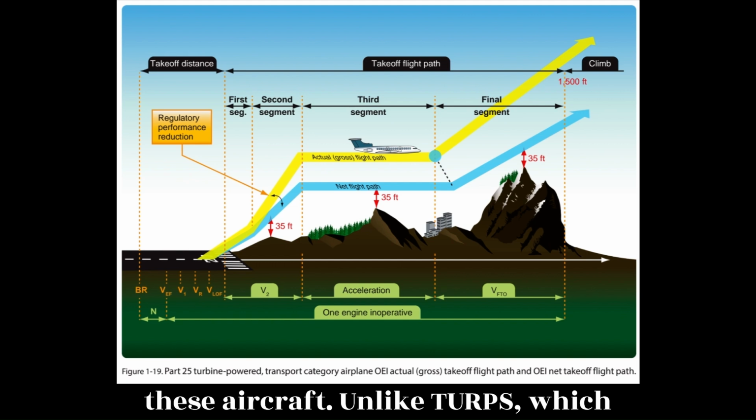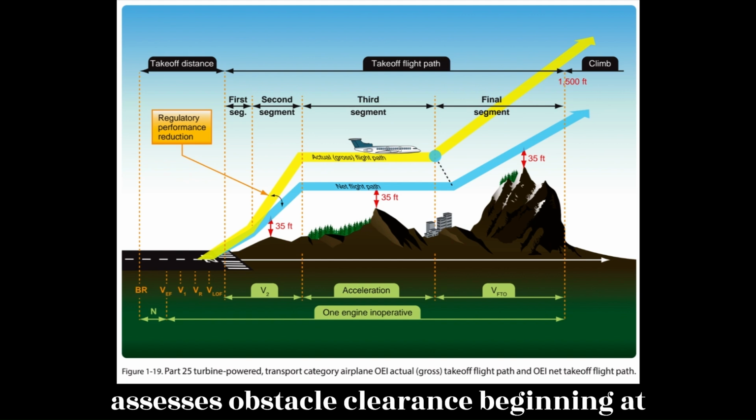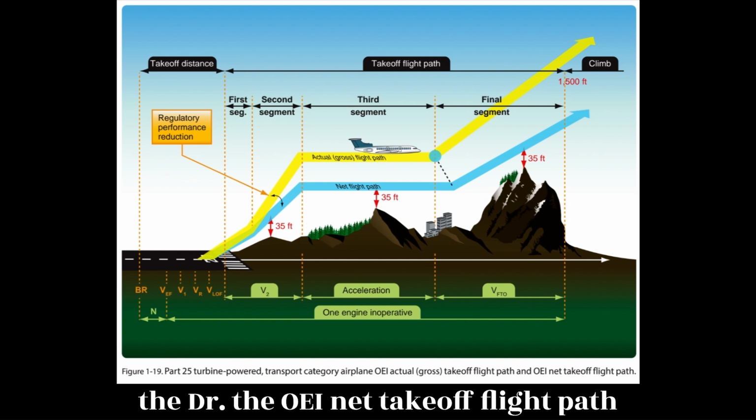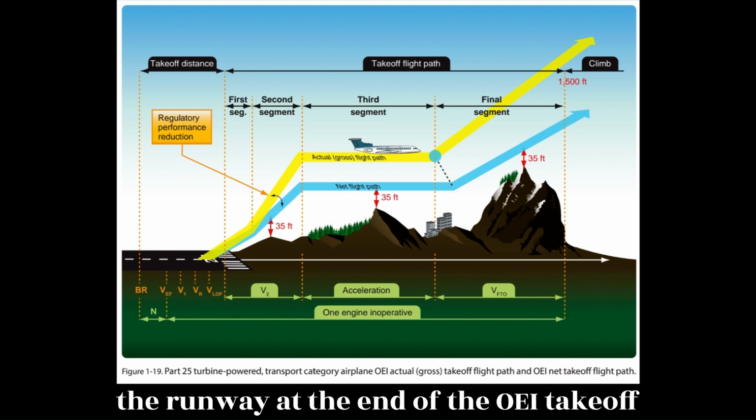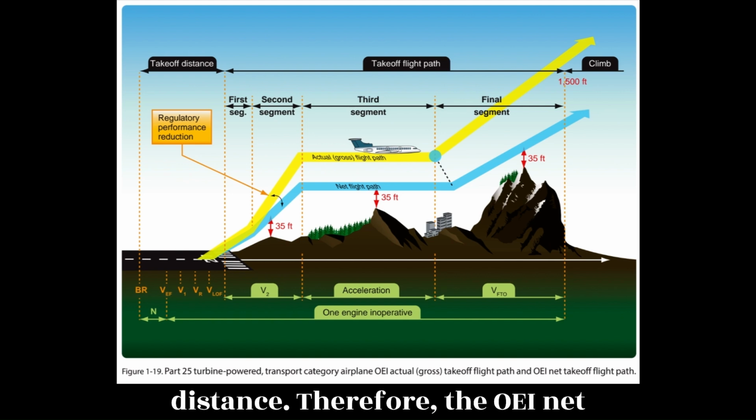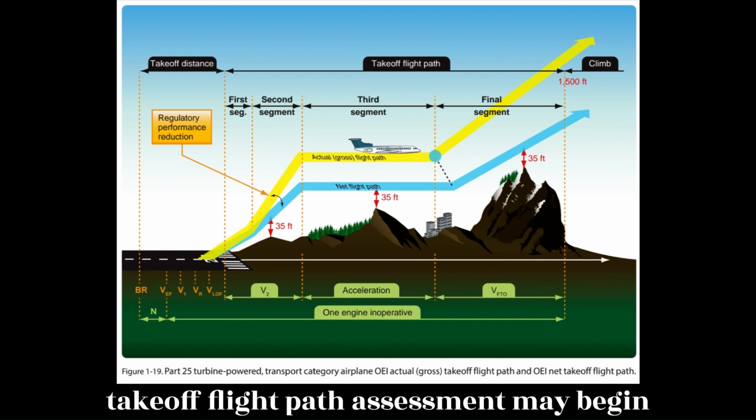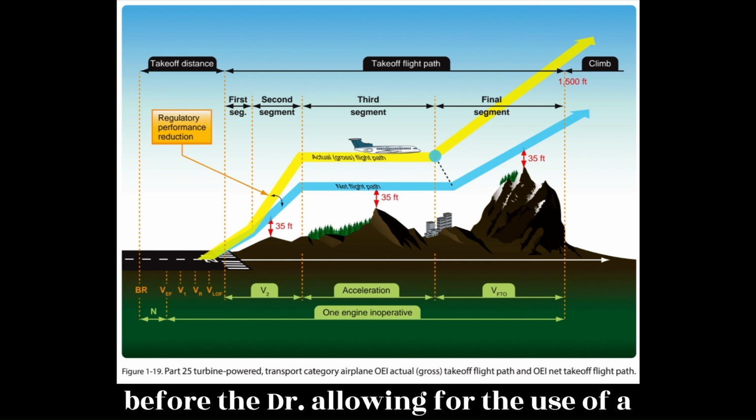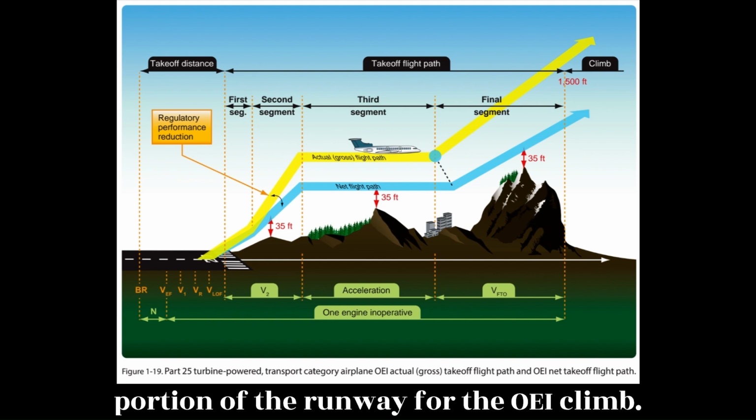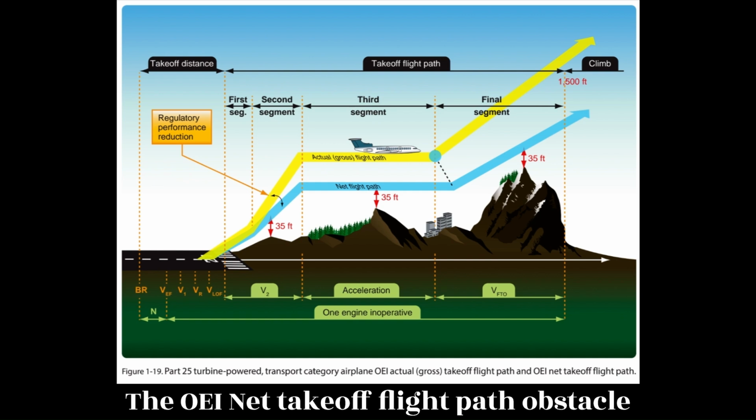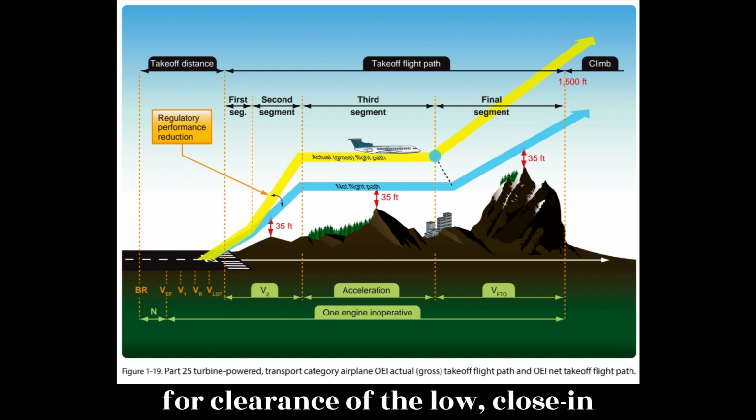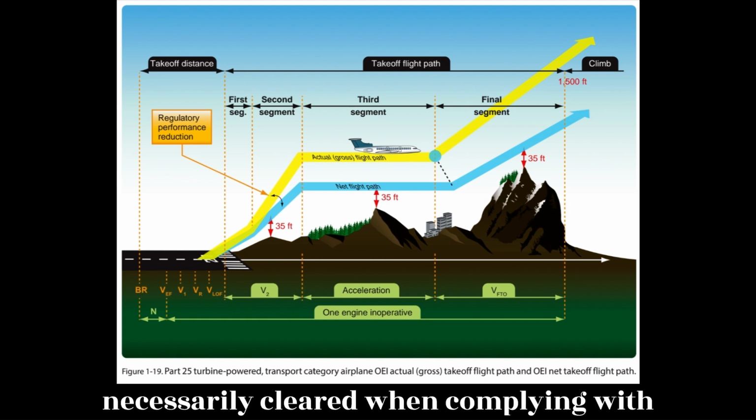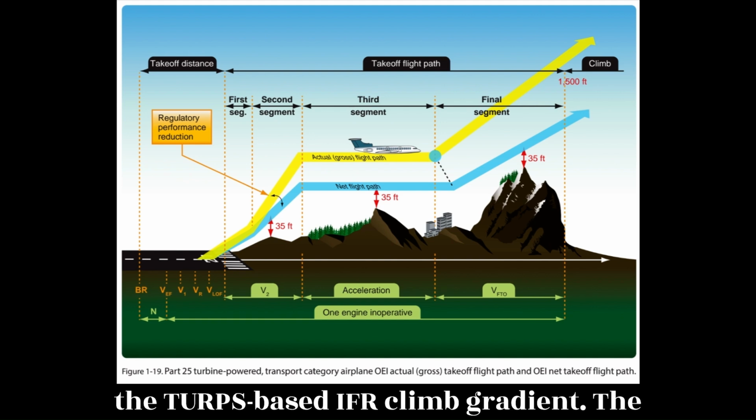Unlike TERPS, which assesses obstacle clearance beginning at the DER, the OEI-net takeoff flight path obstacle assessment begins at the point where the aircraft reaches 35 feet above the runway at the end of the OEI takeoff distance. Therefore, the OEI-net takeoff flight path assessment may begin before the DER, allowing for the use of a portion of the runway for the OEI climb. The OEI-net takeoff flight path obstacle clearance assessment must also account for clearance of the low, close-in obstacles that are noted on the IFR departure procedure, but are not necessarily cleared when complying with the TERPS-based IFR climb gradient.